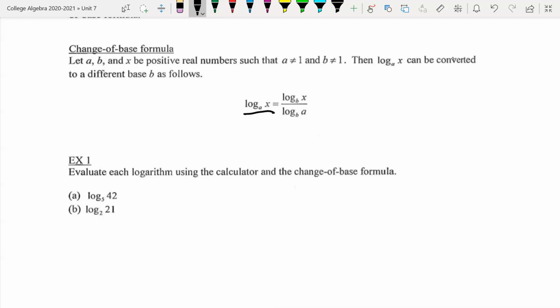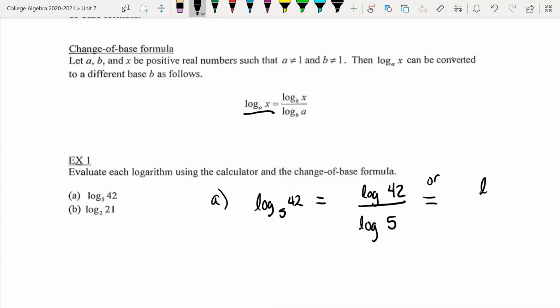Log base a of x equals log base b of x over log base b of a. Now when we do this, we change the b to a 10. So for example, if I have log base 5 of 42, we can't type that into our calculator. So what we do is we convert it to something we can type into our calculator. We convert it to log base 10 of 42 over log base 10 of 5. And that's what you just type into your calculator. You would type in log 42 divided by log of 5.